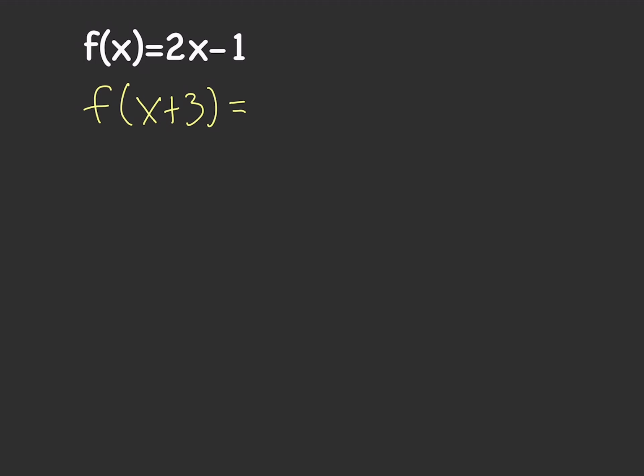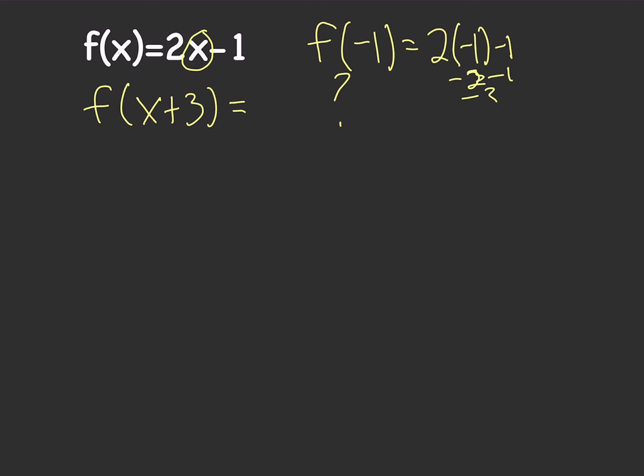Now, remember when I had something like f, I took the f value of the function and I said, all right, what is f of -1? You knew that you had to replace the x with a -1. So in this case, I would have done 2 times -1 minus 1. And I would have evaluated that, a -3, -3.